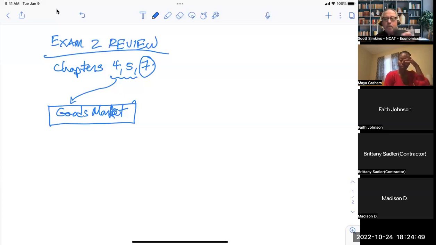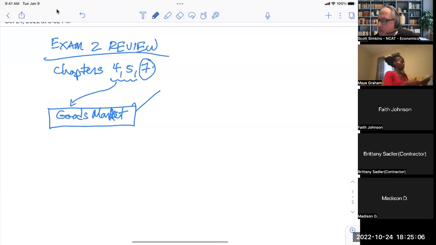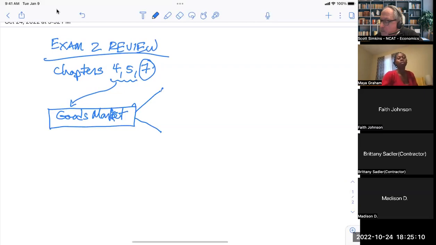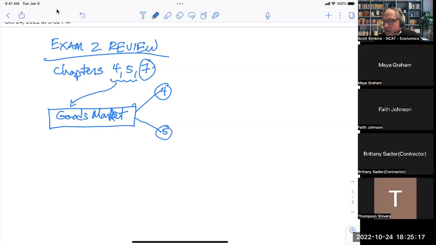What's the difference? Chapter 5 talks about the open and closed economy versus chapter 4 talks about the factors of savings and investment. Saving and investment in both. No S on the end of that.